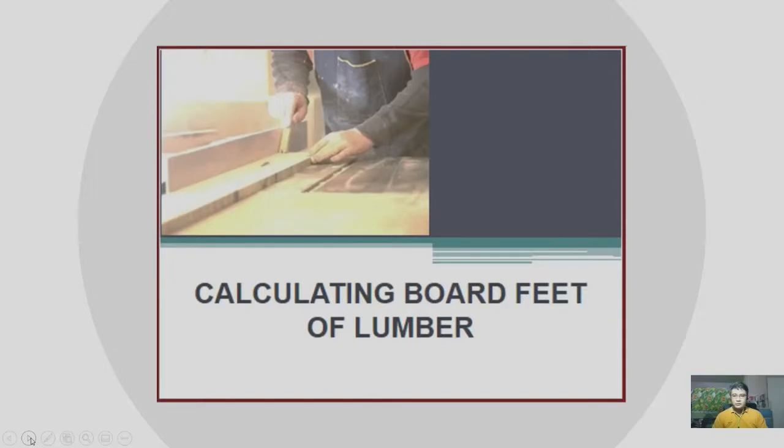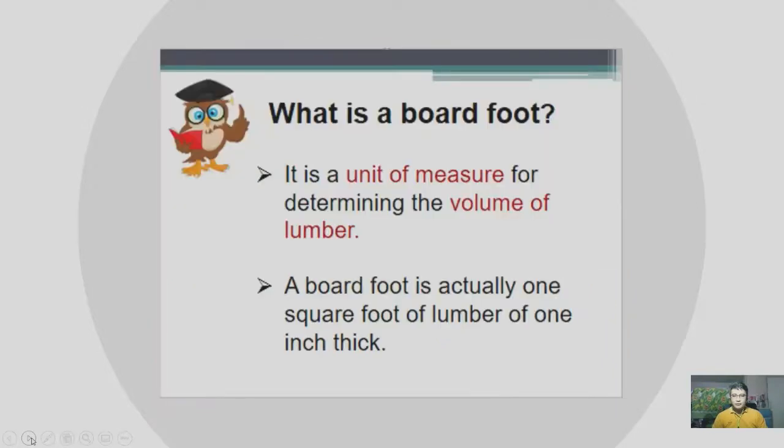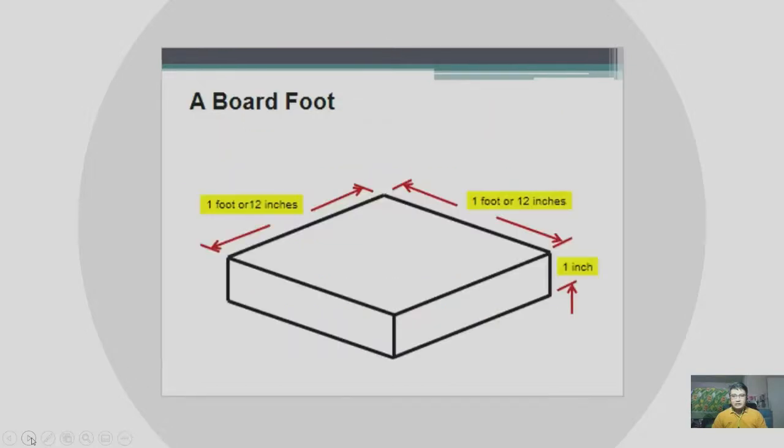Calculating board foot or board feet of a lumber. What is a board foot? It is a unit of measure for determining the volume of a lumber. A board foot is actually 1 square foot of a lumber of 1 inch thick. This illustration shows the length, thickness, and width of a lumber. It shows that 1 foot is the width, 1 foot is the length, and 1 inch is the thickness.